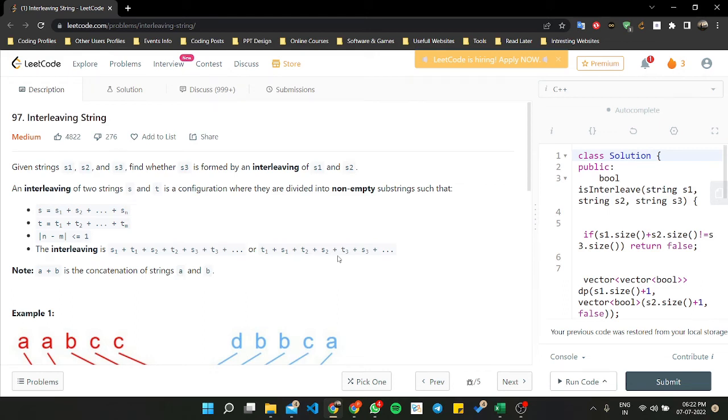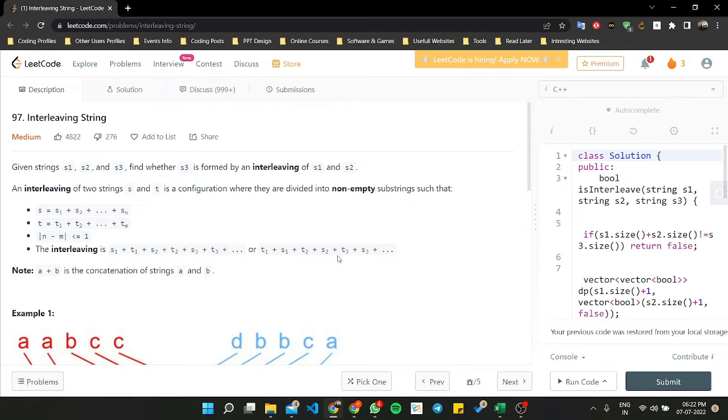Hello all. So in this video I'm going to solve the Leetcode daily challenge of 7/7/2022. The problem is interleaving string. Its number is 97. In this problem they have given us three strings, S1, S2 and S3. We want to find whether S3 is formed by interleaving of S1 and S2.